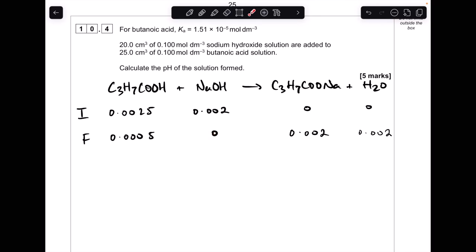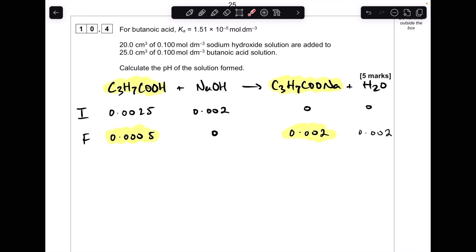The butanoic acid is going to react in a 1-to-1 ratio, so we're going to lose 0.002 moles of that. So if we subtract 0.002 from the starting moles, we get that. And then the other thing we need to bear in mind is how much salt is going to be formed. So remember, that's the limiting reagent. So again, we've got another 1-to-1 ratio. So we're going to get that many moles of salt. I've included the water as well, but that's not going to feature in the calculation.